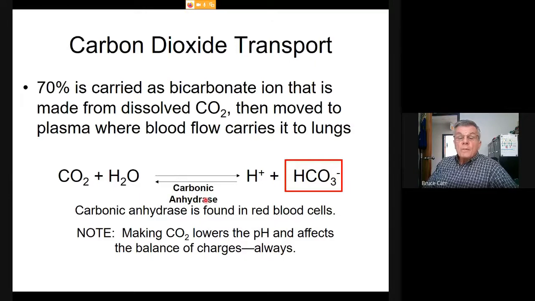Now we find the carbonic anhydrase in the red blood cells, so we're going to anticipate that we're going to put the CO2 into the red blood cell, bind about 23% of it to the hemoglobin, and then work on the rest to make bicarbonate. But this is that inescapable consequence of making CO2. You're going to make hydrogen ion. So hydrogen ion is going up, and at the same time, pH is going down.